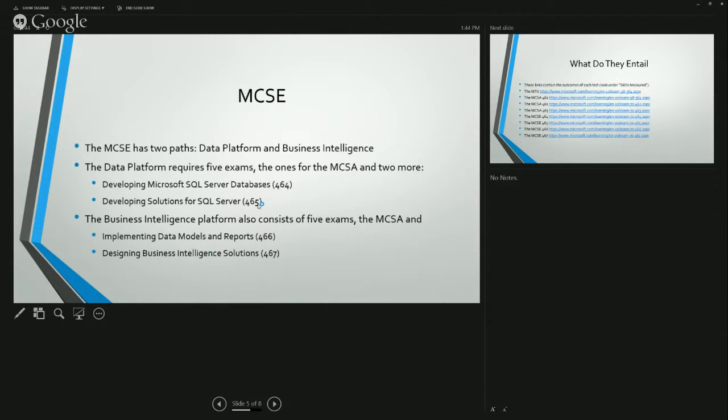You could do both, of course, but you know, at $150 a test, you can get one. So this is developing Microsoft SQL Server databases and developing solutions for SQL Server. That's the development or the data platform. And then in the business, there's implementing data models and reports and designing business intelligence solutions. We haven't done, well, we're doing a tiny bit of it. That's sort of what we're doing in the morning class, but it's a lot more in depth.